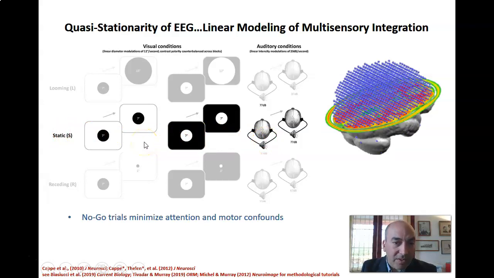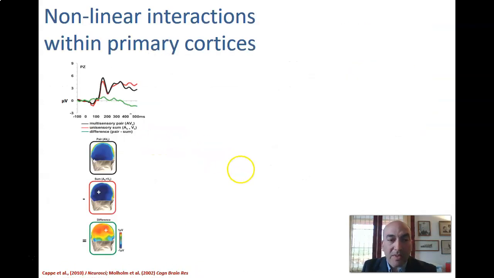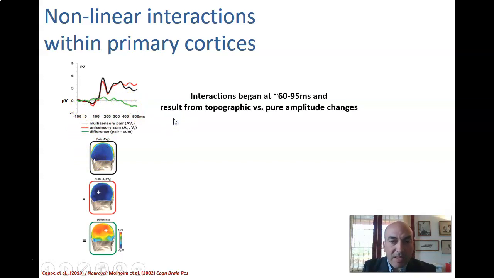Therefore, we have attention to all of the trials, but no confound of motor response. When we do this, what we observe is that there are nonlinear neural response interactions in the event-related potentials to these stimuli. That is, the multisensory responses in black and the summed unisensory responses in red are nonlinear and do not simply add.